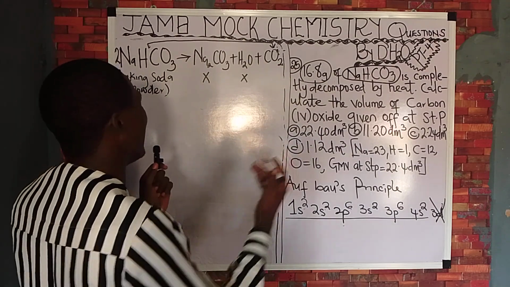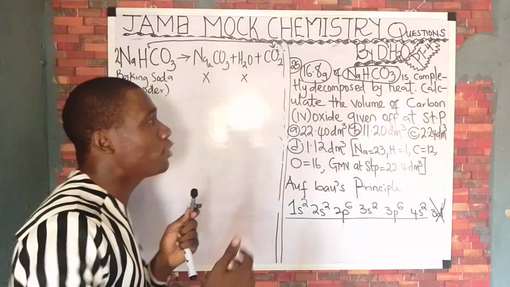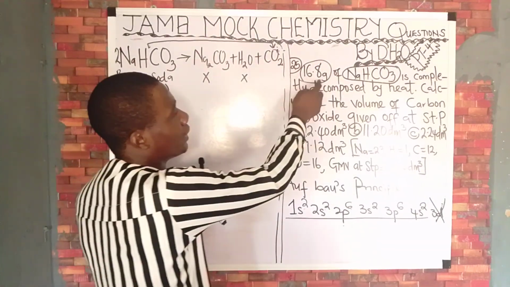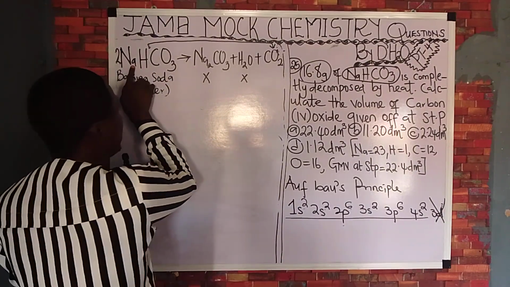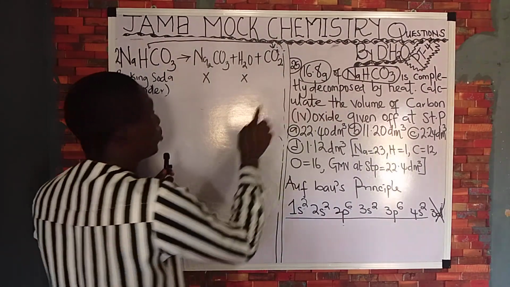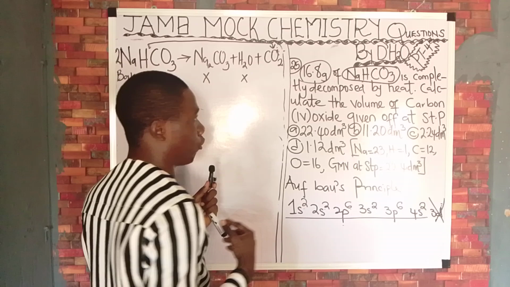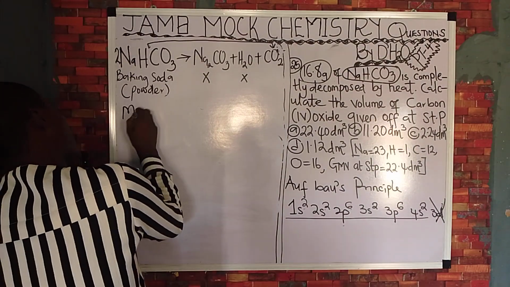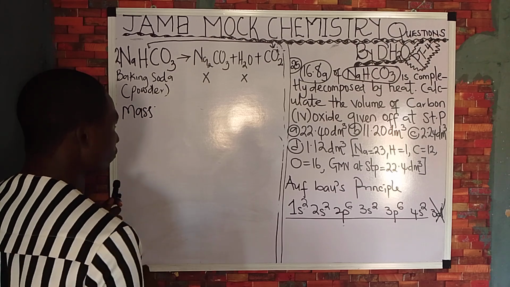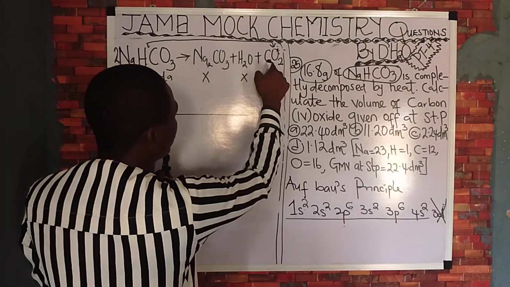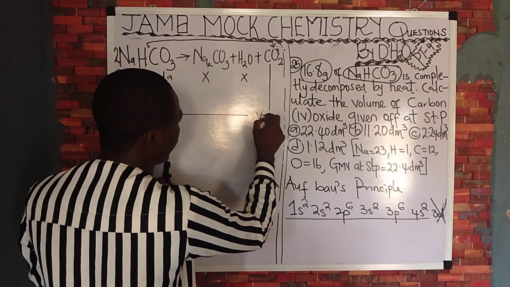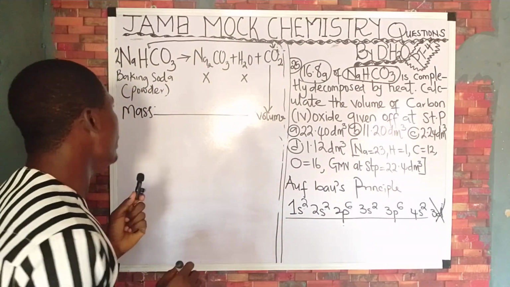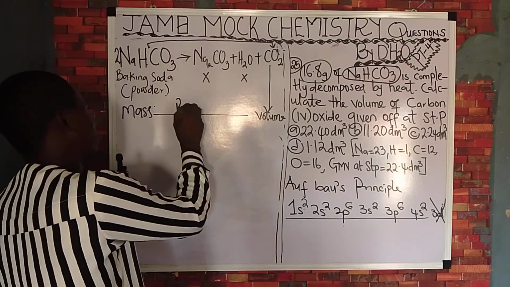Now, after identifying that, you should check the kind of stoichiometry problem, okay? Because the question says 16.8 grams, they gave us the mass of this compound. And they say we should calculate the volume of carbon(IV) oxide. So if they gave us mass here, and we are told to calculate the volume of carbon(IV) oxide, does this not suggest to you that this kind of problem is called the mass-volume relationship?